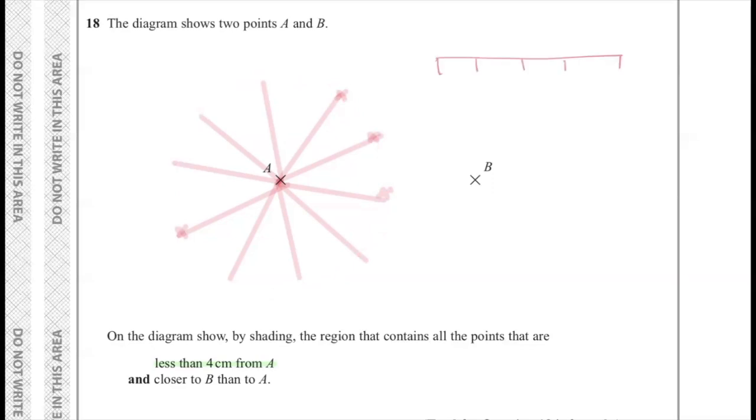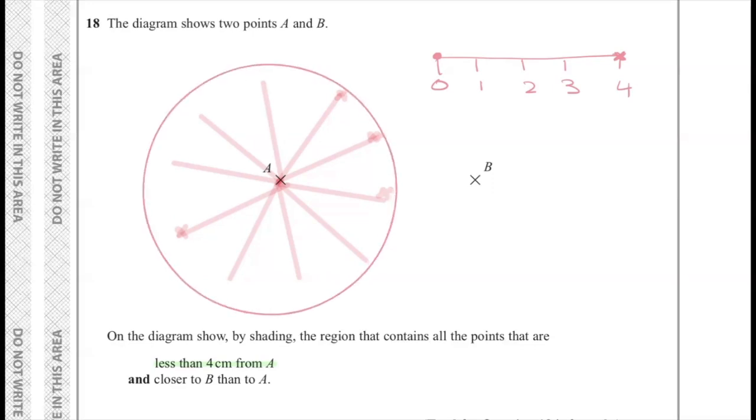So if this was our ruler, 0, 1, 2, 3, 4, we would stretch our compass out so that the pencil was lined up with our 4, and then the distance between the two arms will be 4 centimeters. You stab the cross that you've been given for A, and then you would just draw your circle. So this isn't to scale, this is just to give you an idea. So you would draw your circle, and that would be your locus of points. That's how you get the first rule done.